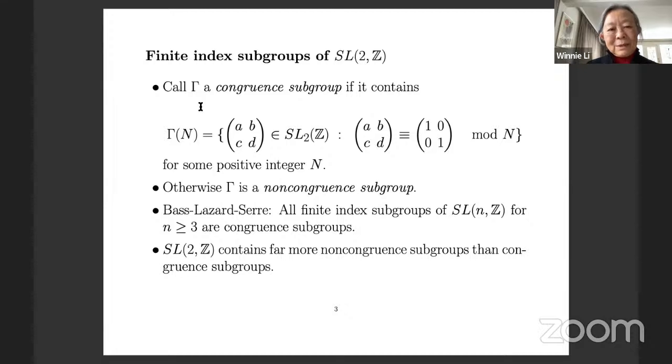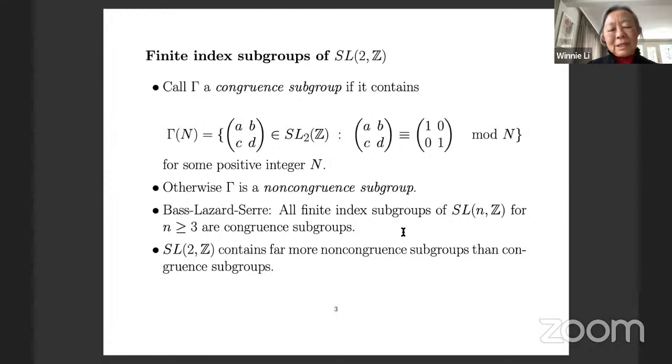An easy way to describe that is to say that gamma contains a subgroup whose matrices are congruent to identity modulo some positive integer n, which we call gamma(n). This is called a principal congruence subgroup. And if it's not a congruence subgroup, we call it a non-congruence subgroup. Okay. So a theorem by Bass, Lazard, and Serre says that all finite index subgroups of SL_n(Z) for n at least 3 are congruence subgroups.